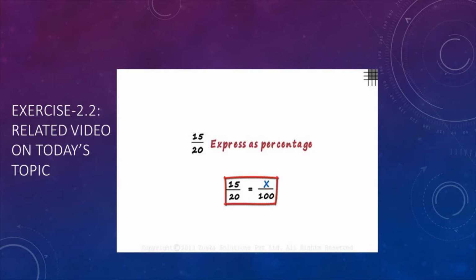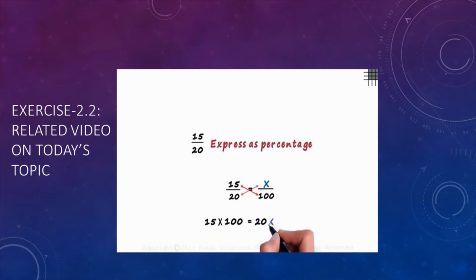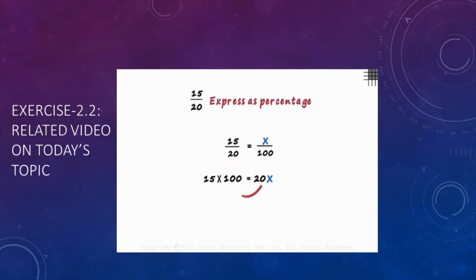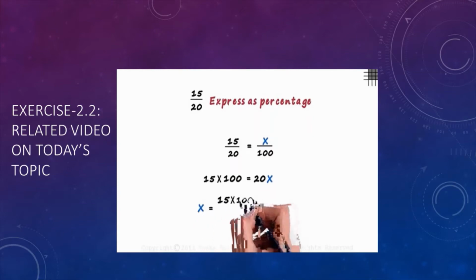These are actually two equal ratios, which means this is a proportion. Since this is a proportion, 15 multiplied by 100 is equal to 20 multiplied by x. The product of the extremes is always equal to the product of the means. Transposing 20 to the other side, we write x as 15 multiplied by 100 divided by 20.